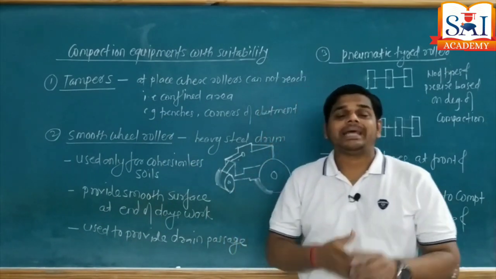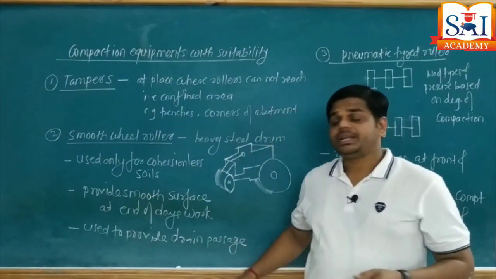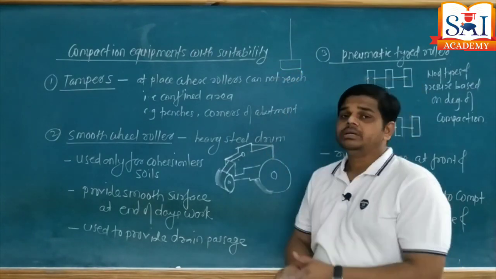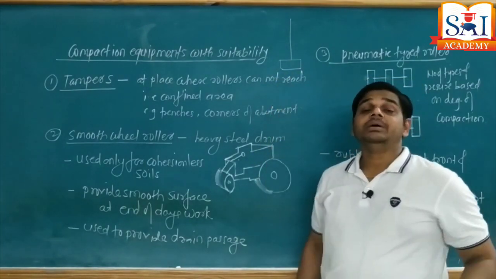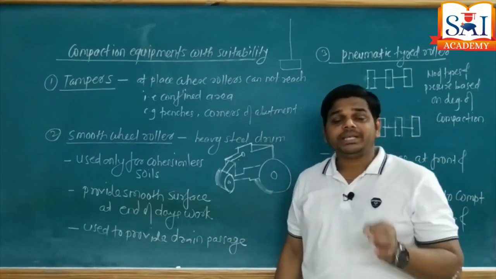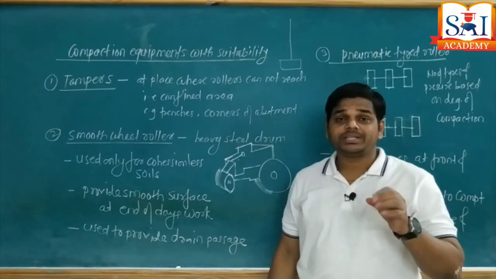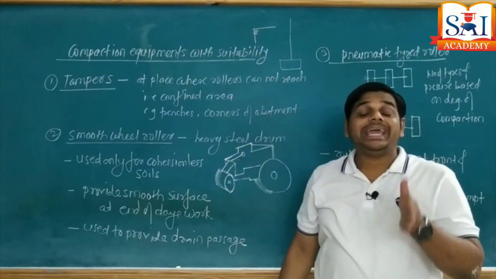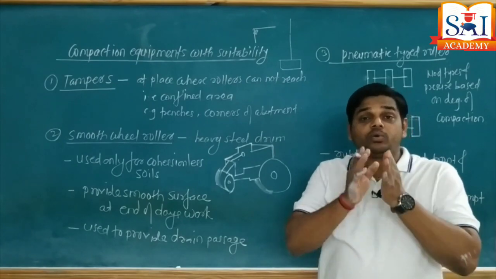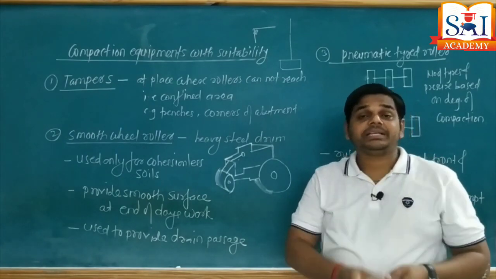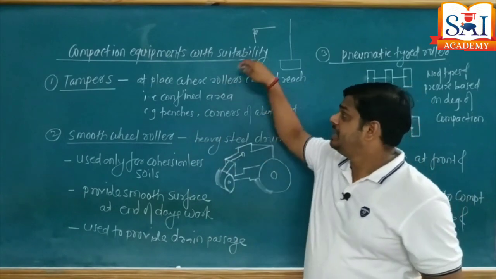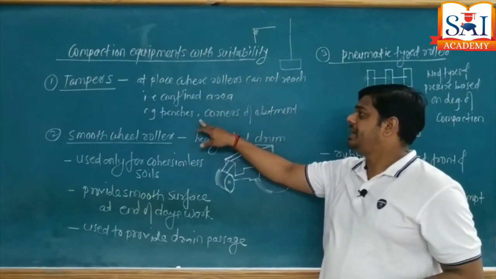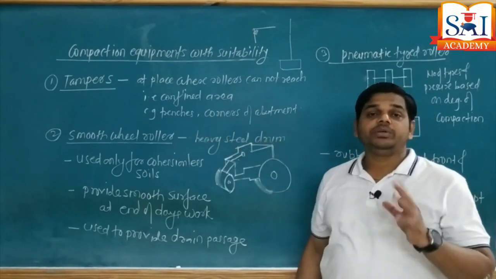What is a tamper? A tamper is a device which is connected with a vertical rod and having a heavy base at the bottom. This we use for manual compaction. Why is there a need of tampers? The places where rollers cannot reach, for example corners or edges of abutment wall, the roller wheel cannot reach. In those cases the compaction is done by using tampers. So at a place where rollers cannot reach, that is confined areas, trenches, corners of abutment, we use tampers.